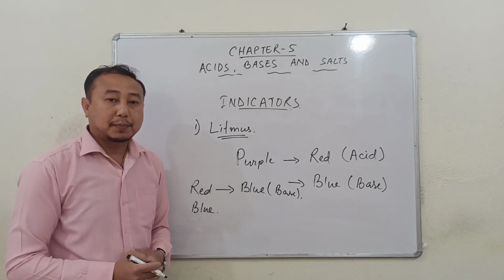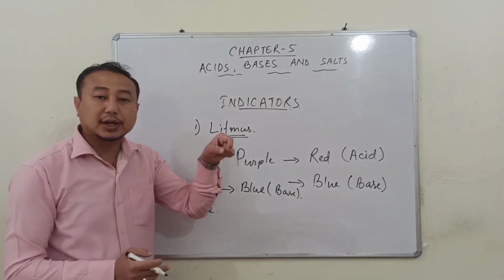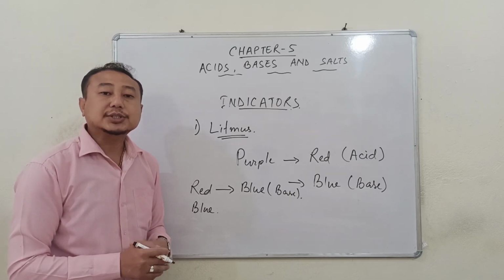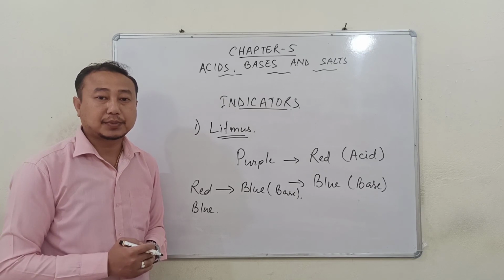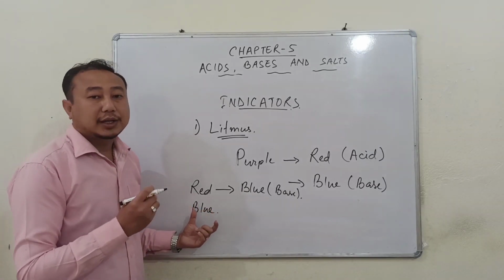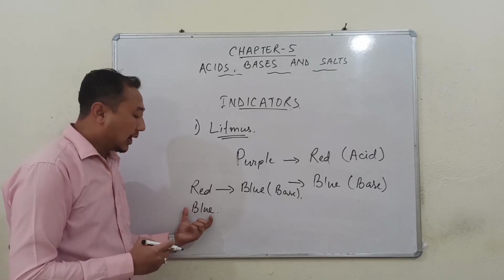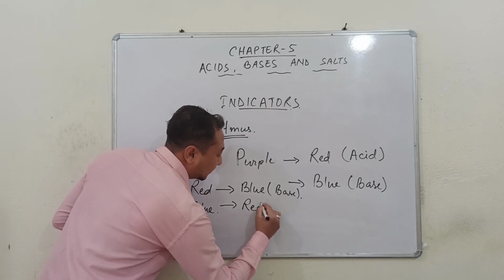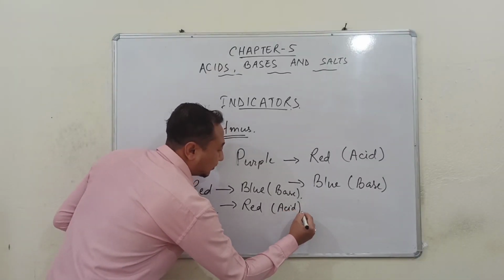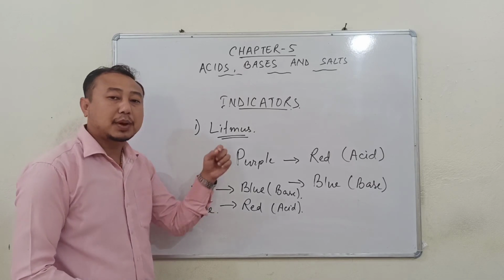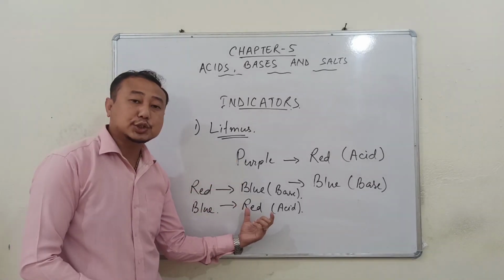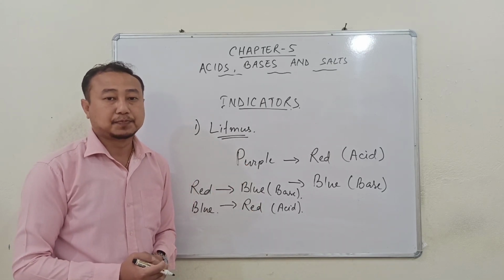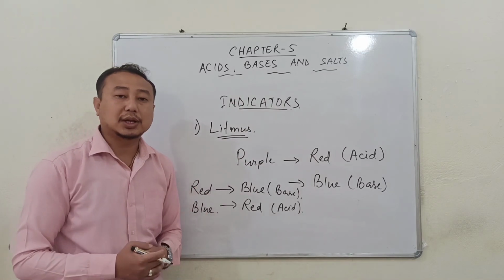In the case of the blue litmus paper, if we dip it in the solution of the given sample and there is no change in the color of that paper, then we can say that the substance is basic. But if the substance provided to us is acidic in nature, and we dip the blue litmus paper in that solution, then it will change into red color. So while dipping the blue litmus paper in a solution, if it changes into red color, then we can say that the given sample is an acidic substance. So these are the things related to the litmus indicator.